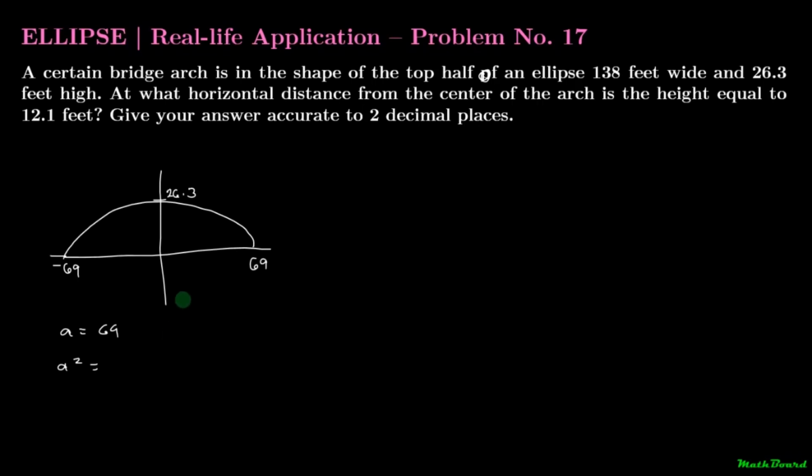What is 69 squared? Calculate lang natin. 4761. Then, ang B mo, yung height, 26.3. So, ang B squared, 26.3 times 26.3, 691.69.